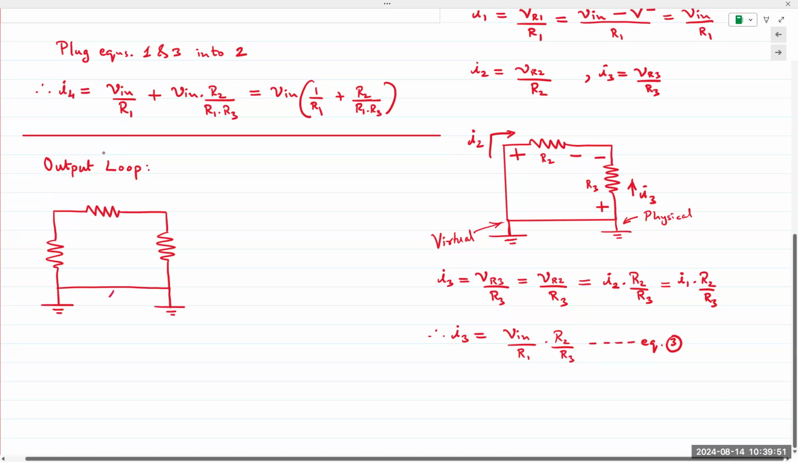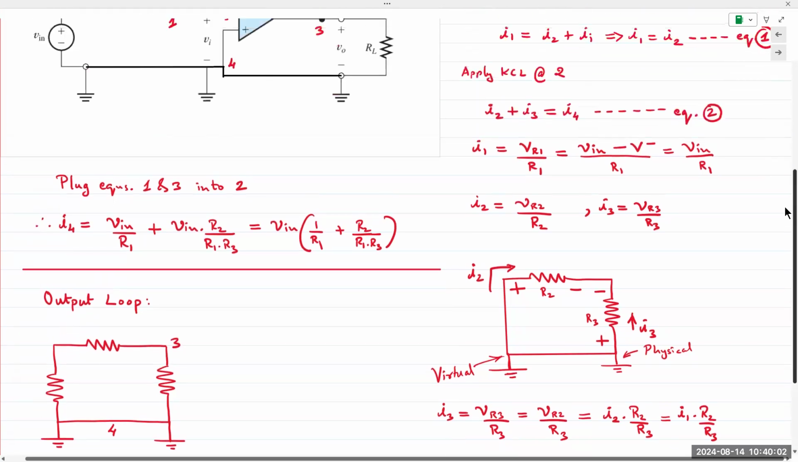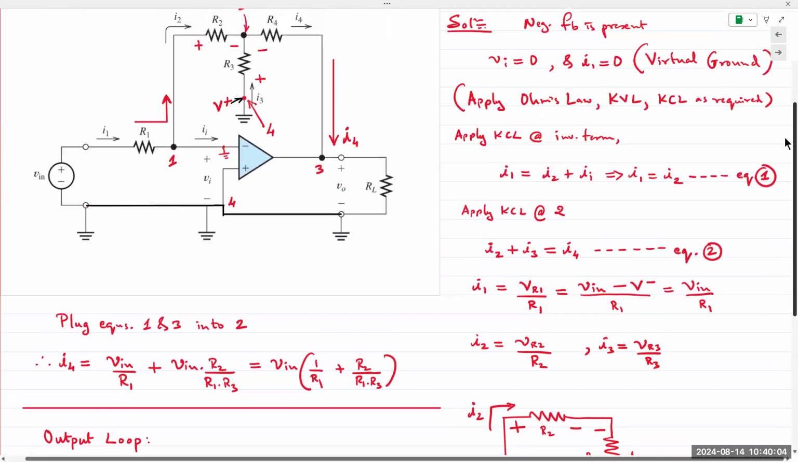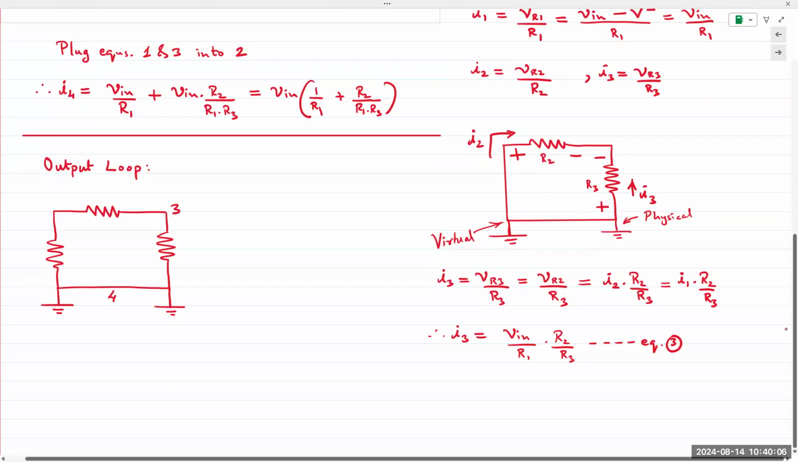Okay, this is node 4. And this is node 3. And this would be node, wait, hold on. 3. And that one's 2. Yes, this is node 2. So this is R4, R3, and RL. And you're taking V out across RL.